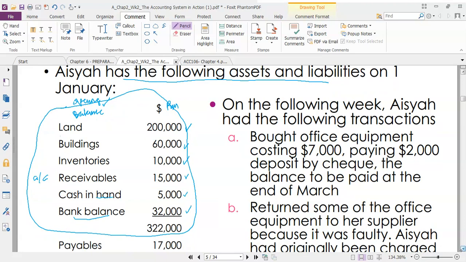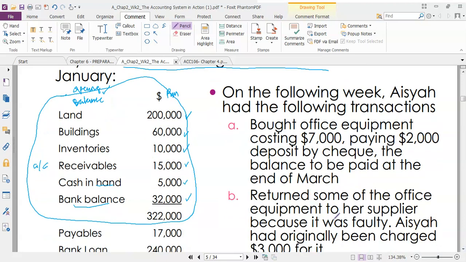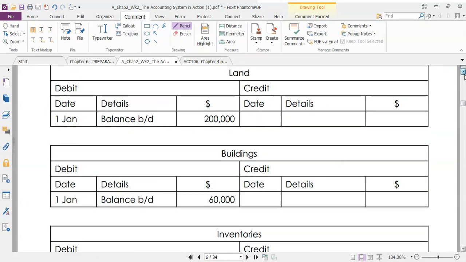So in total, what is the element for land, building, inventories? Who knows? Class, land, building, inventory, account receivable, cash in hand, bank balance. What element is it for land, building, inventory? Who knows? Asset. Very good. So this is the assets element, right? Okay, so let's look at another one.